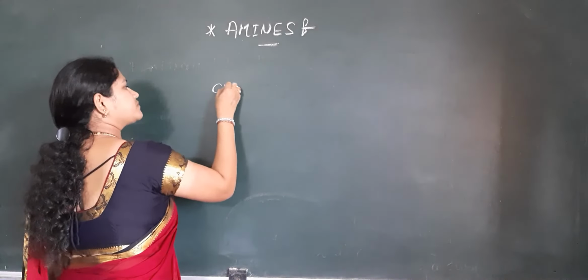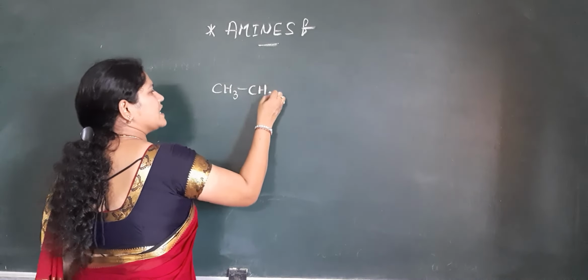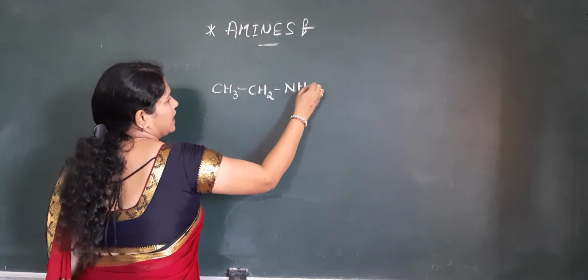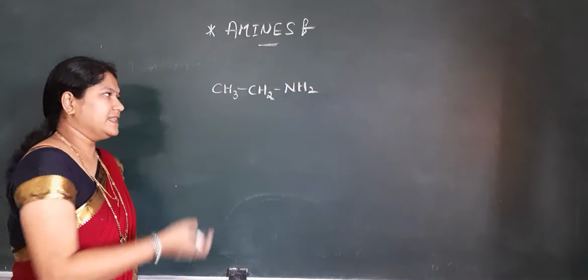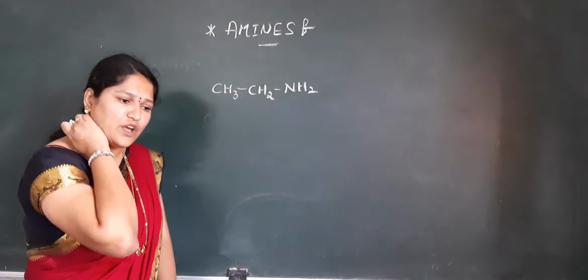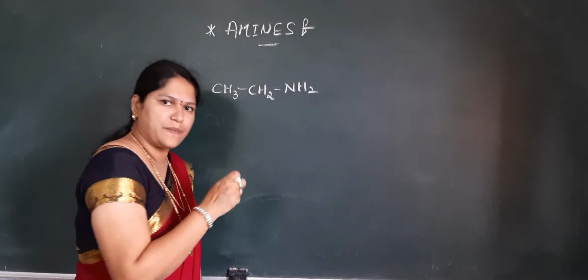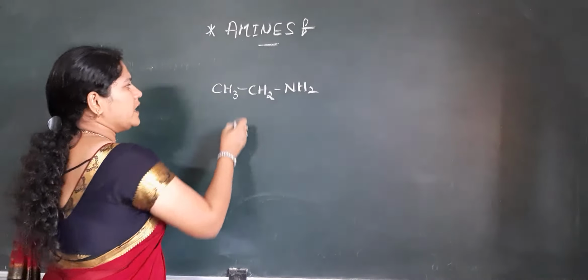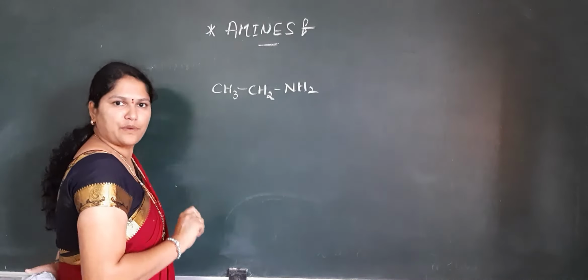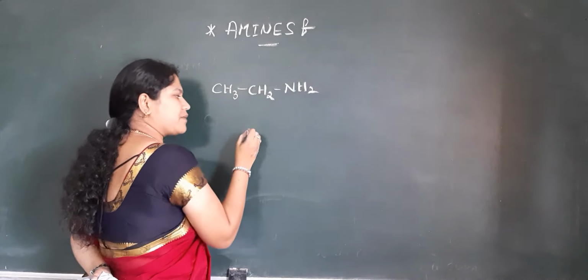Come to now CH3CH2NH2. Second example. In any IUPAC nomenclature, one should first pick up the root word. The root word is the total number of carbons in the longest chain. Here the total number of carbon atoms is 2.